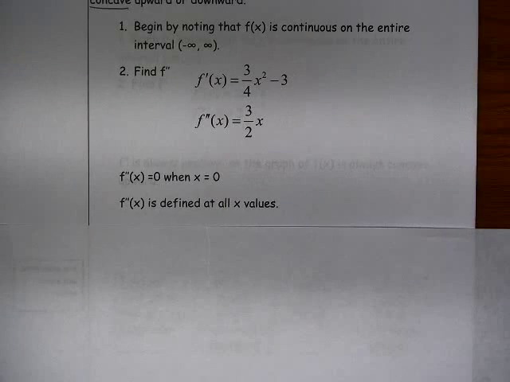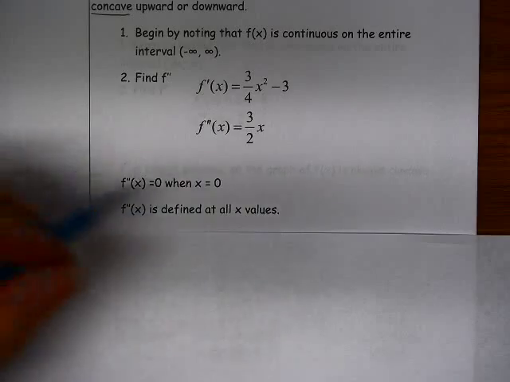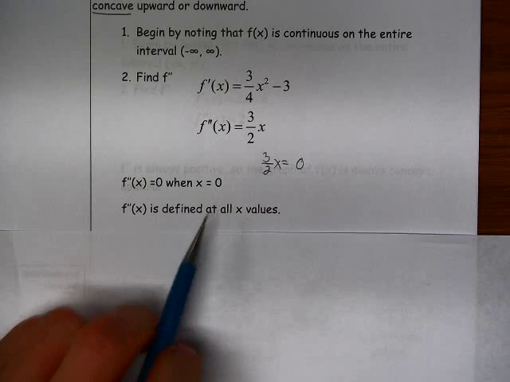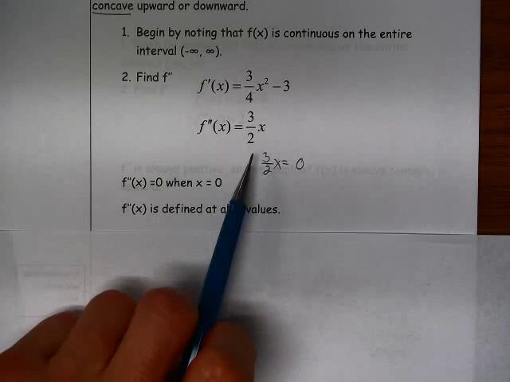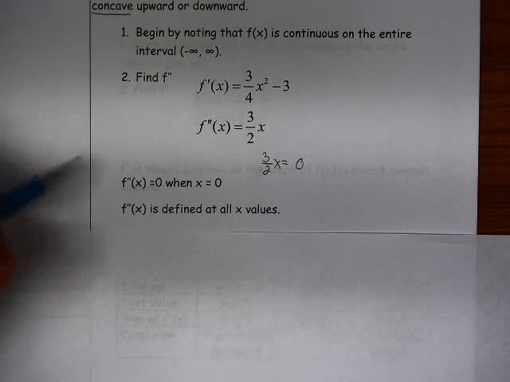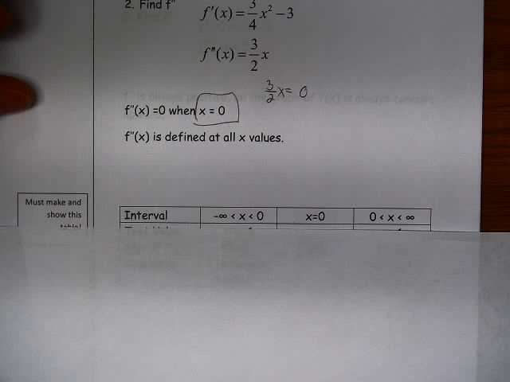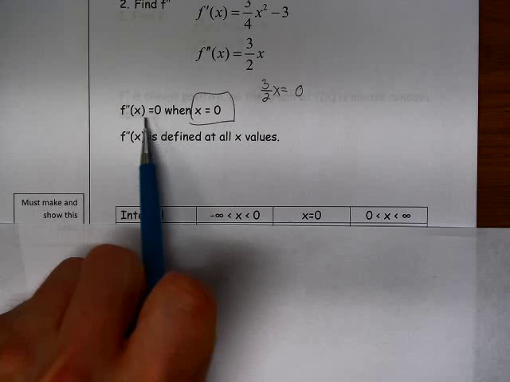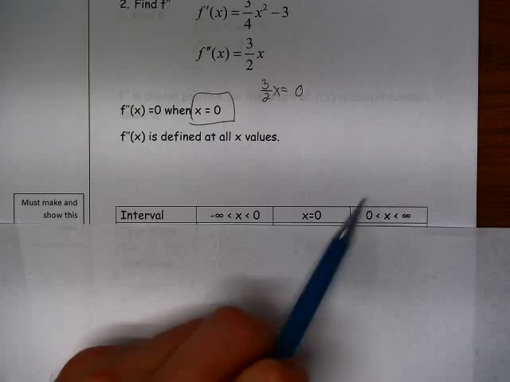Now, the values that we're concerned with are when the second derivative is equal to 0. So I set that 3/2 x equal to 0 and solve. I get x equals 0. I also need to think about where f double prime is not defined. Well, in this case f double prime is defined everywhere, so we don't have to worry about that. So we only have one x value that we're really concerned with. We're going to use that to set up our table. So our intervals are defined by that second derivative equal to 0. Turns out x is 0, so we have to the left of 0 and to the right of 0.